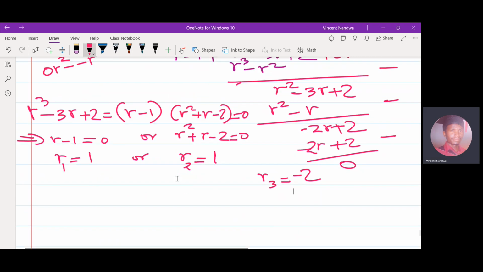So what would be the y1 solution, if that is the case? Almost. y1 will be e power x, 1 times x is just x. And then what will be y2?